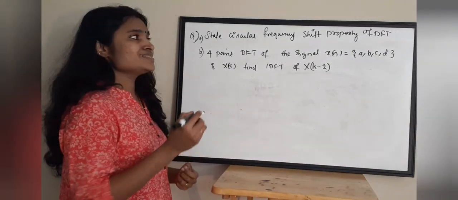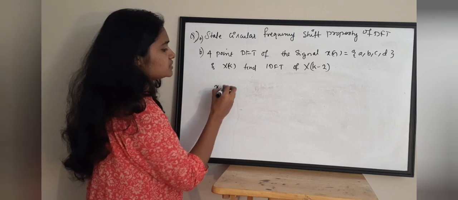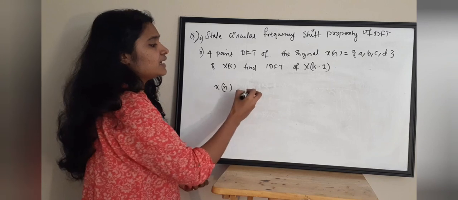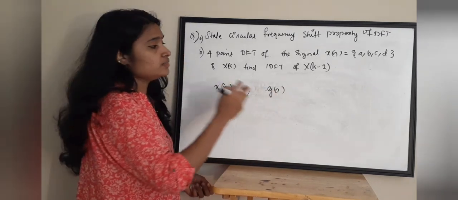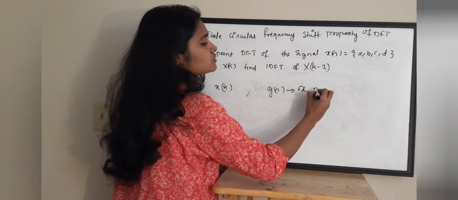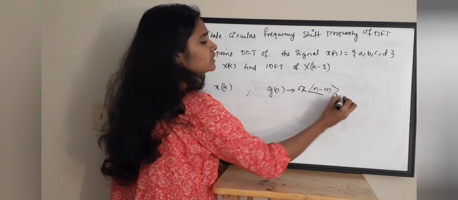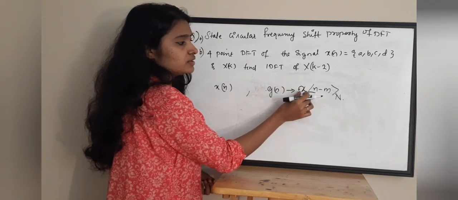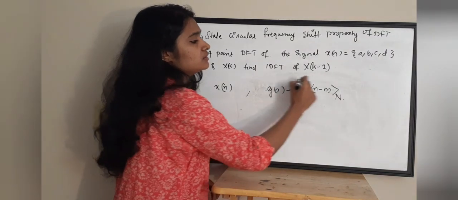So what is actually circular frequency shift stating? That is, let x of n be your original signal, and let g of n be the shifted version of this signal, defined as g of n equal to x of n minus m with a period of N. That is, you are going to shift your original x of n by m points to the right. Then you will get this signal.